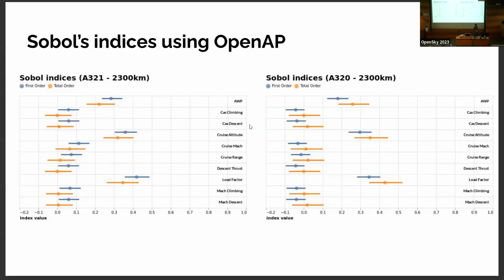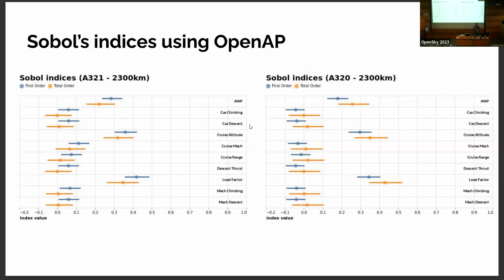So here are the first results that we got on the Sobol indices using OpenAP. Here we have the results for both the A321 and the A320 on the 2,300 kilometers flight. As you can see, there are three main parameters accounting for most of the fuel consumption estimation, which are the average weight per person, the cruise altitude, and the load factor.